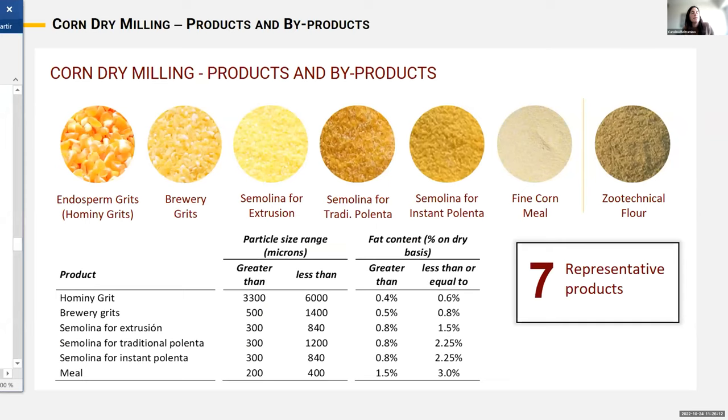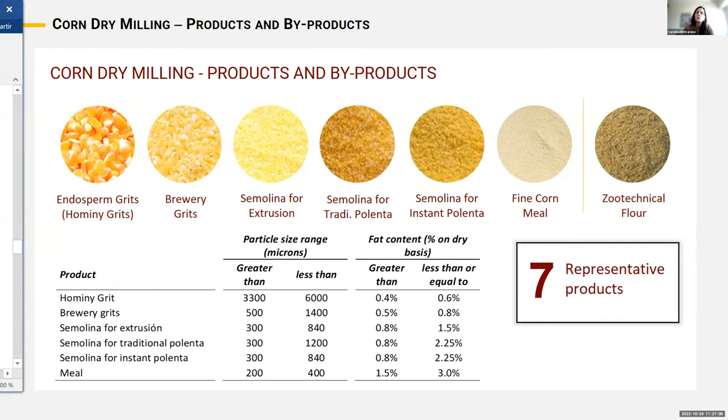Very quickly, I will tell you that this will lead to 7 products. The most important one from the economic perspective is the hominy grits or flaking grits. Then we have the semolinas, which are smaller endosperm fractions. Depending on the particular size and the fat content, semolinas can be used for snacks, polentas, or as a source of energy in brewery fermentation processes. And lastly, fine cornmeal with smaller particle size and higher fat content is frequently used in pastries, in pasta factories, in sausages, and in meat emulsions as a starch substitute.